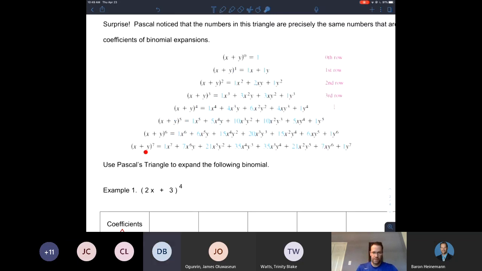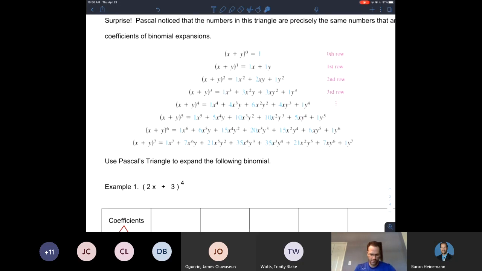So (x + y)^7: 1, 7, 21, 35, 35, 21, 7, and 1. Again, notice all the patterns, all 4 observations that we just talked about. The x's start with the highest power, 7, and then decrease down to x to the 0. So they start at 7 and then go 6, 5, 4, 3, 2, x to the 1, and then this is technically x to the 0. There is no x there.